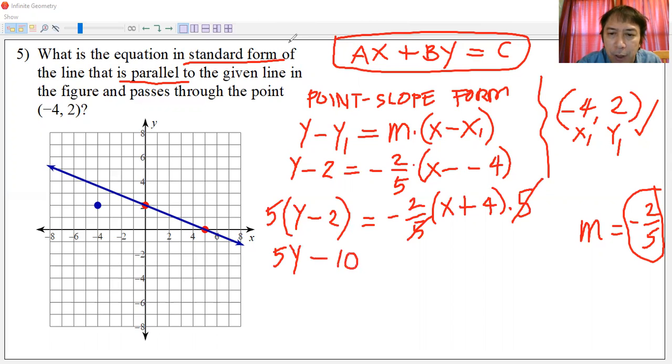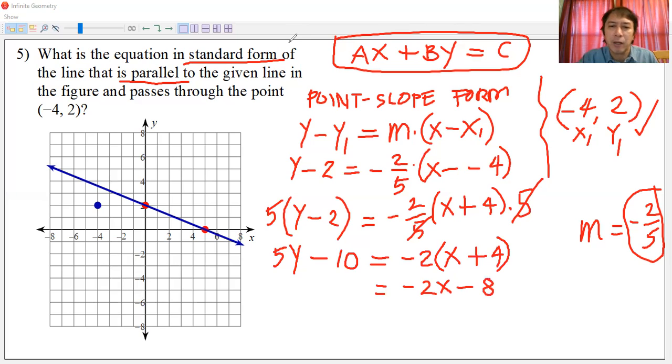Okay, a little algebra now. This is just negative 2 now. Negative 2 times x plus 4. Okay, that's what happened at the right side when it's multiplied by the 5. Okay, now you can distribute the negative 2 into the x plus 4. So this gives us negative 2x and negative 8 there. And the left side is still 5y minus 10.